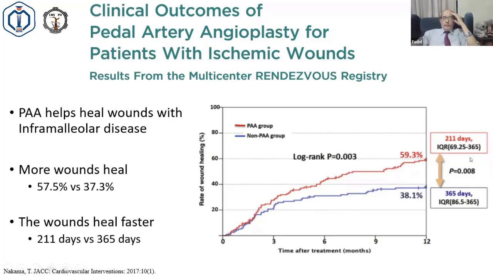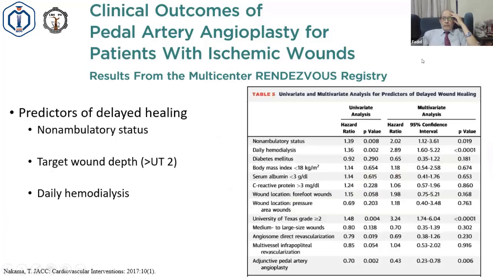And we see that the wounds did heal faster in patients who had the intervention, 211 versus 65 days. Predictors that showed delayed healing were a non-ambulatory status, a wound depth greater than UT2, and those who were on hemodialysis.